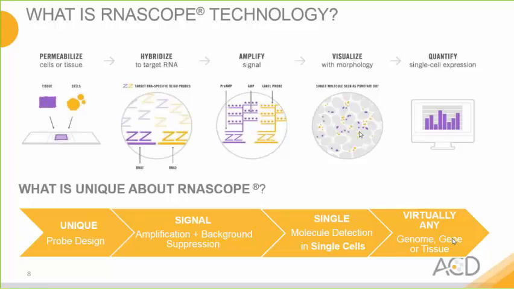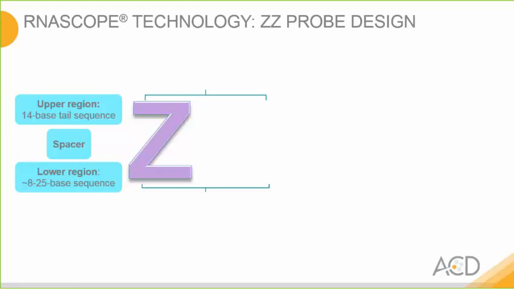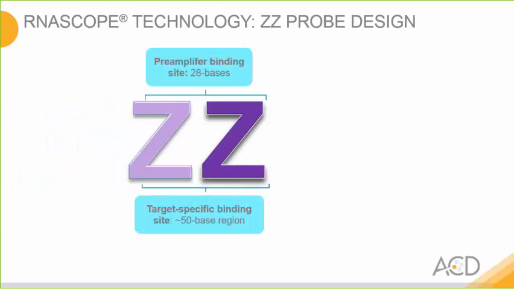So how is this simultaneous signal amplification and background suppression achieved? The key aspect of the technology is its unique probe design called the double-Z probe design. RNAscope probes are short, oligo-based. Each oligo, each Z, contains 3 elements. The lower region of the Z is an 18 to 25 base pair sequence that's complementary to the target RNA sequence. The upper region is a 14-base tail sequence, and there's a spacer region that links the upper and lower regions of the Z. The lower regions of the double Z, 2 oligos, make up a target-specific binding site that's about 50 base pair.